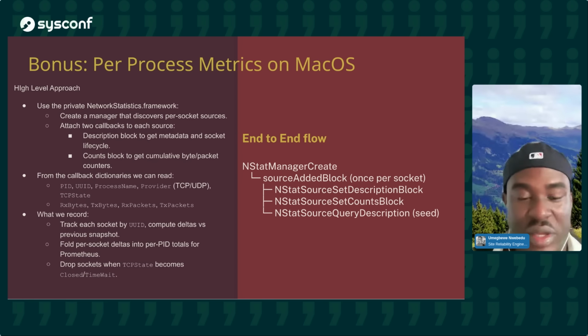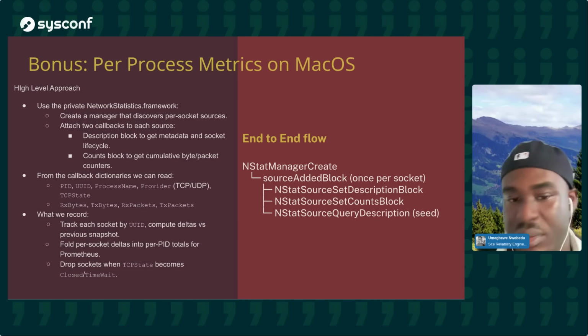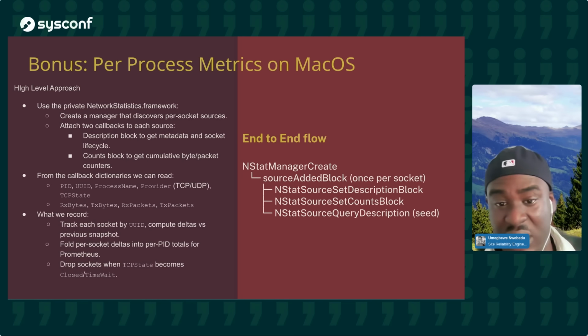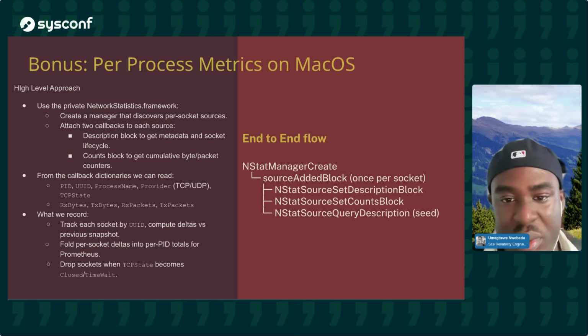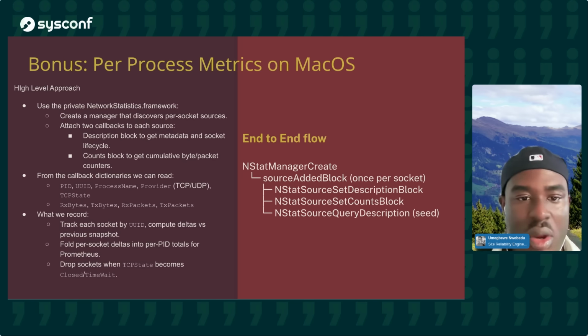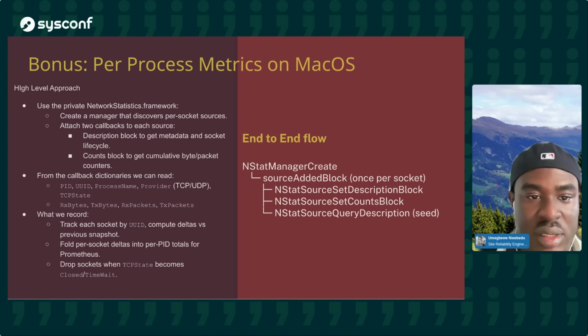So the end-to-end flow is basically create the manager, source added block, set the description and counts blocks. These are basically the block names. I would probably link an example on how to do this, but the code is right here. So let's look at the code.